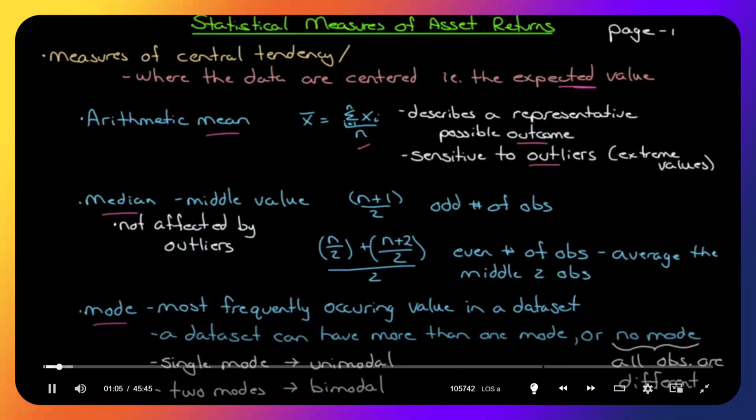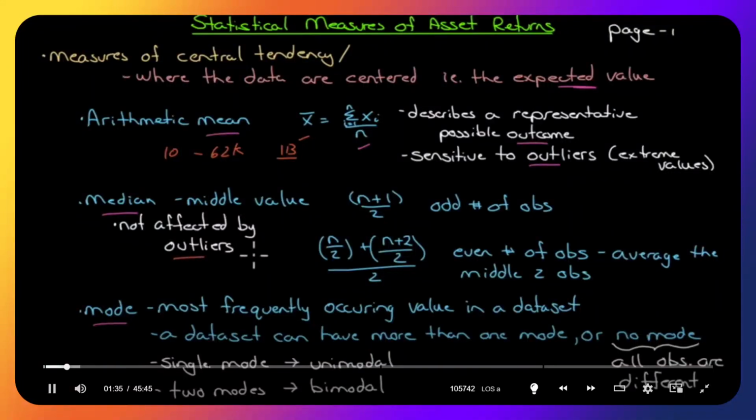A good example of that is, let's assume you have 10 people in a room all making $62,000 a year, and you put a billionaire in there. So you have 11 people in the room. The arithmetic mean would not describe any of them. Maybe it is closer to the billionaire than the other people in the room, but it certainly would not be a representative possible outcome. We can turn to the median for that, which is the middle value.